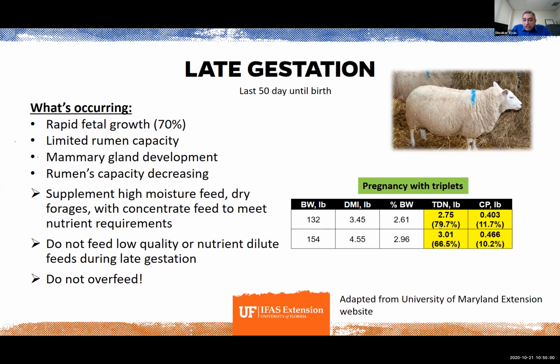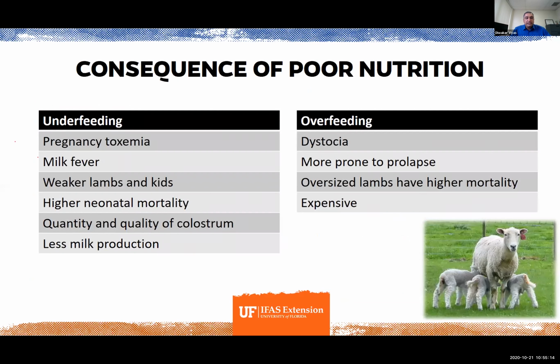For pregnancy with triplets, you can see that the TDN has increased to 80%, and crude protein is around 12% in the diet. So yes, animals have very high nutrient requirements at this stage. So what are the consequences of poor nutrition? With underfeeding, animals will be very prone to nutritional disorders. That's why I say ration formulation is very important. Having an eye on what kind of nutrients you are providing, and how much, is very important.